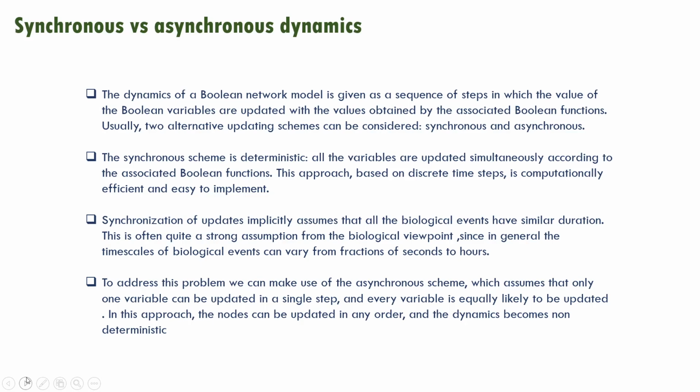You can update one variable in one step, and each of those variables is equally likely to be updated. So basically, it's a random variable. You just pick whatever the probability is, and with that probability, you update. In this approach, the nodes can be updated in any order, and the dynamics become non-deterministic.